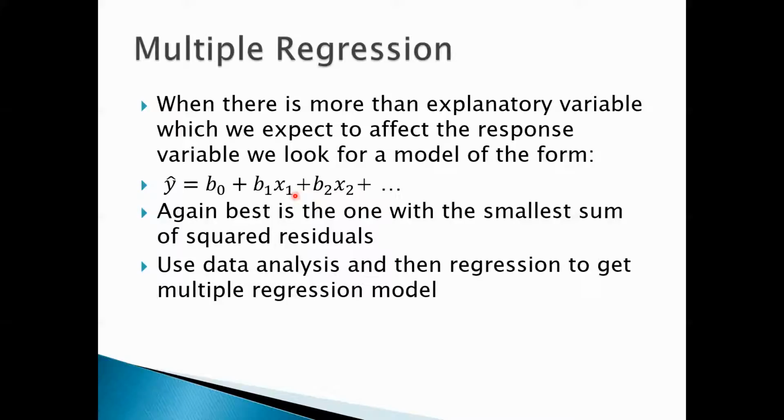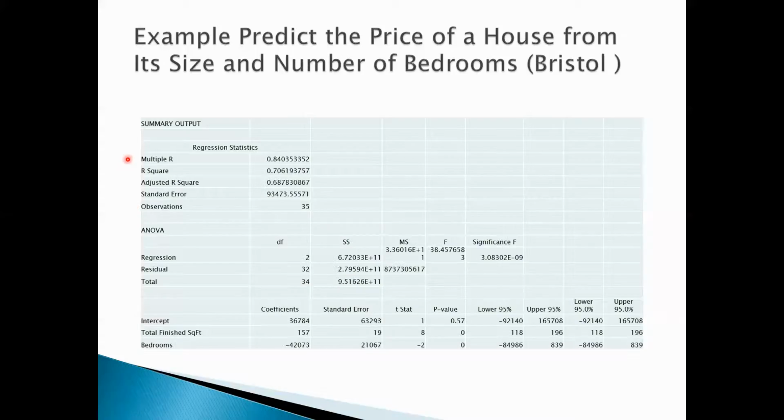And again, we're looking for the equation that predicts at best, meaning the smallest sum of the squared residuals. So in Excel, we use data analysis and then regression to get the multiple regression model. There's a separate screencast on how to do this in Excel, but here's an example.